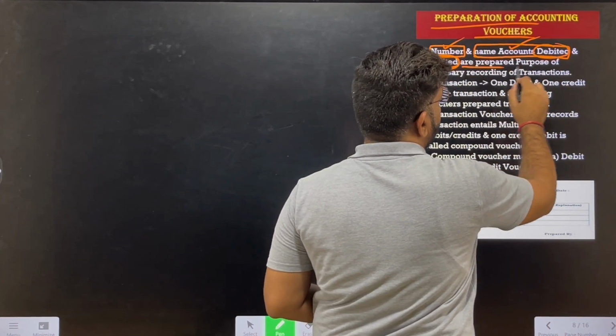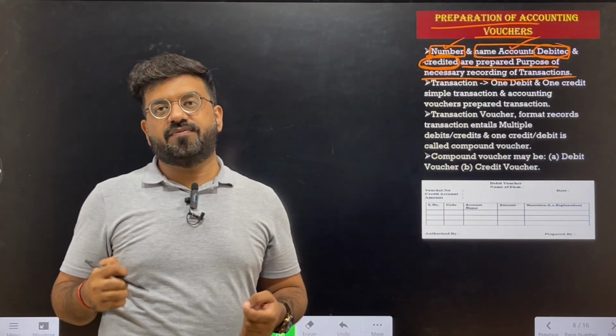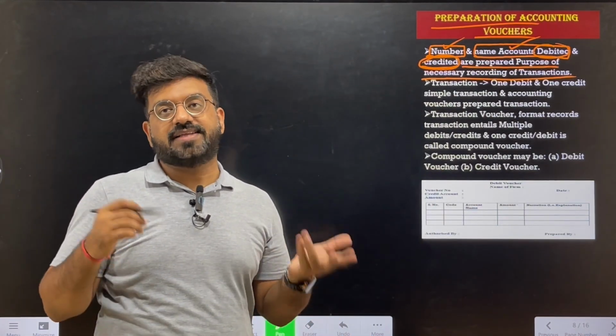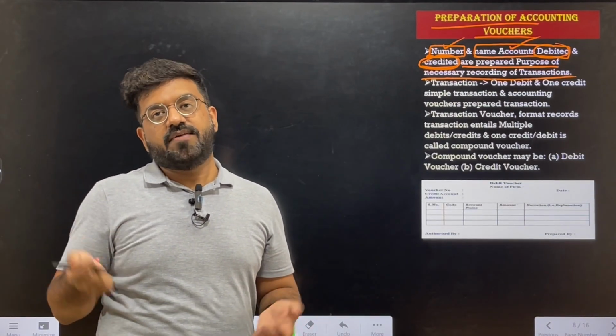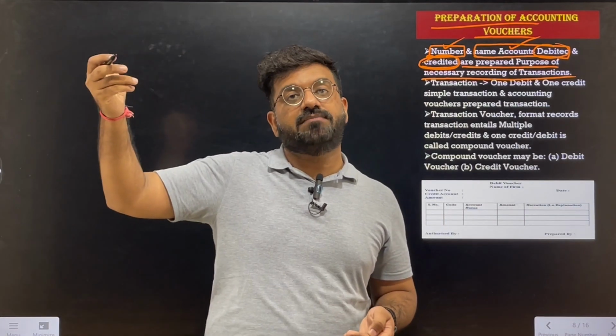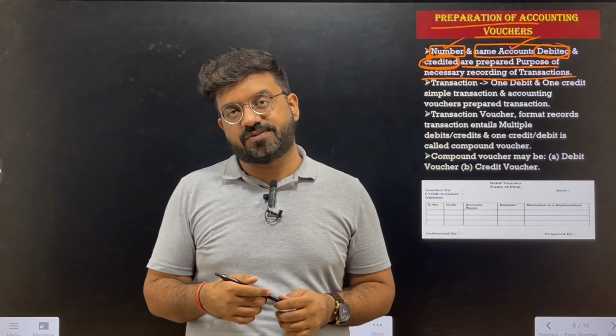Next. So, number, serial number, name of the account to be debited, name of the account to be credited are prepared for the purpose of necessary recording of transactions. Obviously, for every transaction, we need to have a voucher so that the recording of transactions can be much easier. If we don't have the vouchers, we just can't imagine the amounts and write them down. We should have the proper evidence for that as well.